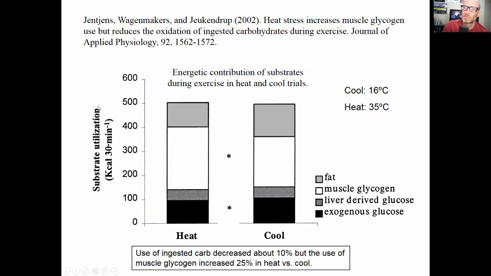These are just some data. Substrate utilization in heat and cold environments. These are just some data from Gengen's use of ingested carbohydrate decreased about 10%, but the use of muscle glycogen increased 25% in heat and cool. So just reiterating this, that the type of fuel used in a hot environment is going to be different than the type of fuel used in a cooler environment.